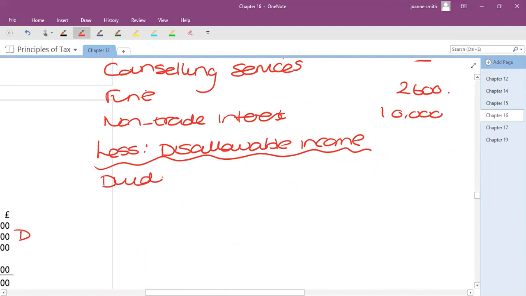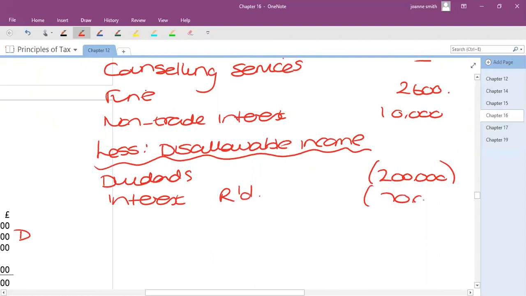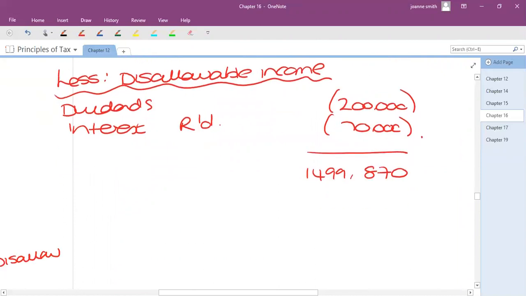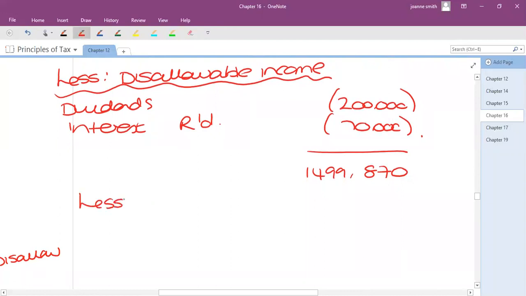So we've got dividends, which we don't pay tax on anyway, so they've always got to come out. And then we've got the interest received. So at that point then, we can then add it all together. And we should have a figure of 1,499,870. And the last job that we've got to do is to deduct the capital allowances.